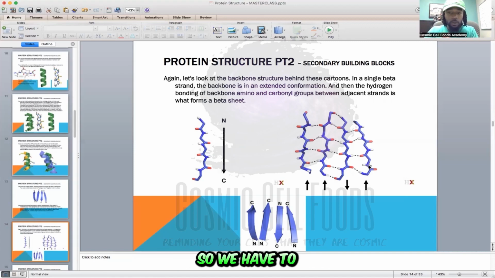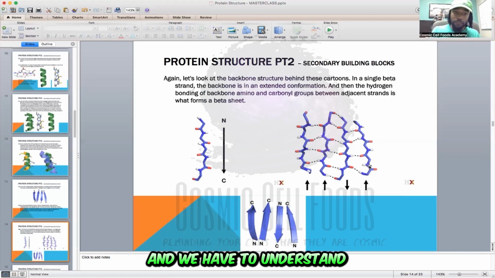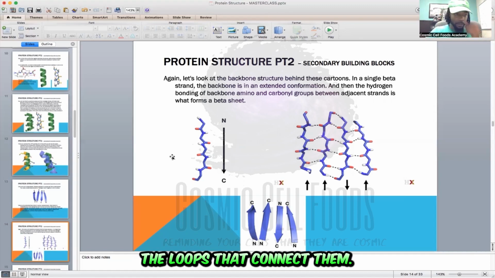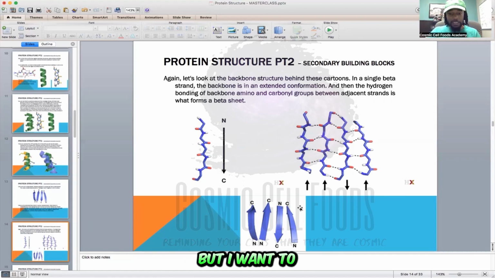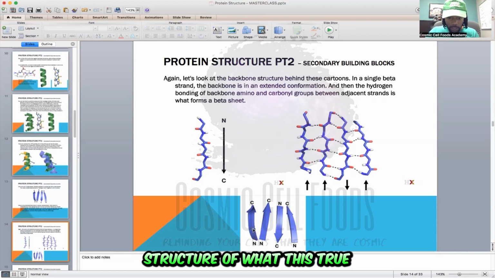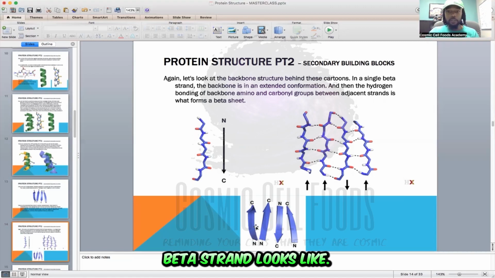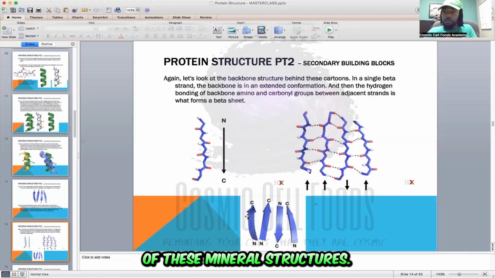We have to understand this, because this is an important level of the secondary structure of building proteins. We got alpha helices, we got beta sheets, and we have to understand beta strands to create the beta sheets. And then we also have the loops that connect them. We're going to get into loops in a second, but I wanted y'all to understand this is the backbone structure of what a beta strand looks like. Still built off of the CHO arrangement, family. This is the second level. All of this is still being built off of these mineral structures.